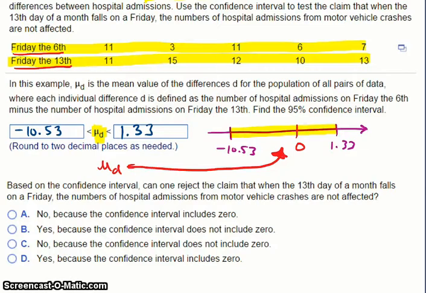So in this case, the question that they ask, can one reject the claim that when the 13th of the month falls on a Friday, the number of hospital admissions from motor vehicle crashes are not affected? We can support that, right? Yes, because the confidence interval does include 0. It's this answer right here.